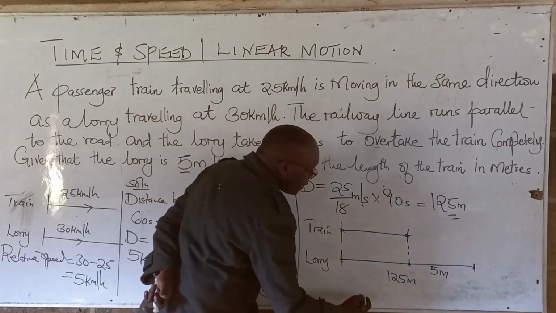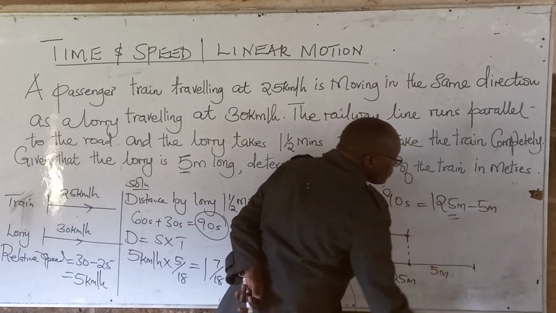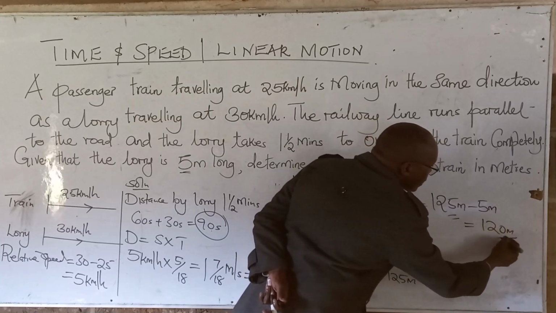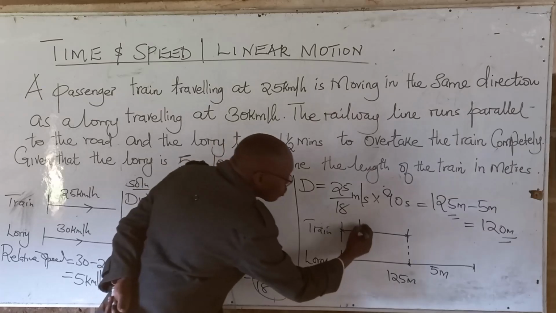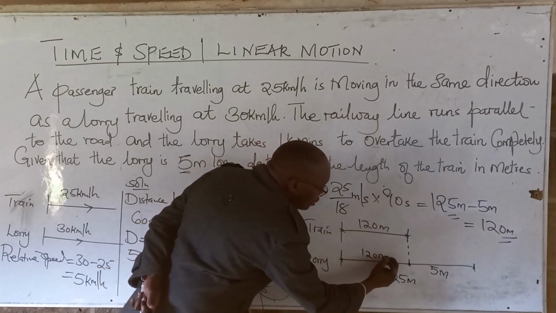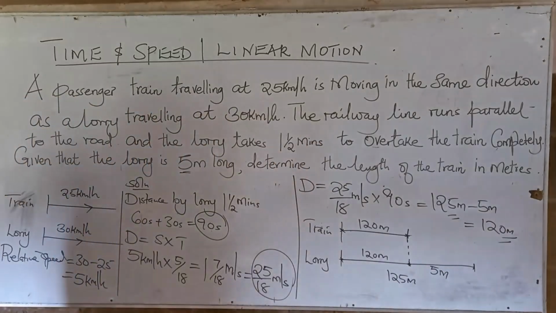So we simply need to take 125, subtract the length of the lorry, which will be 120 meters, and this will be the length of the train. So 120 meters. It's the same here, 120 meters, and this one is 5. So that is how you're supposed to get the length of the train.